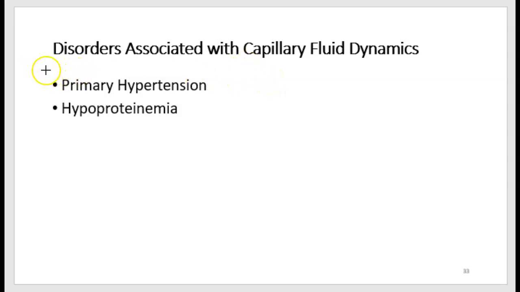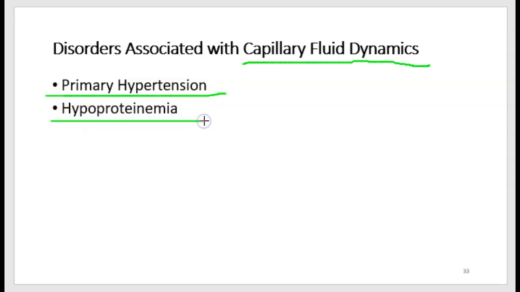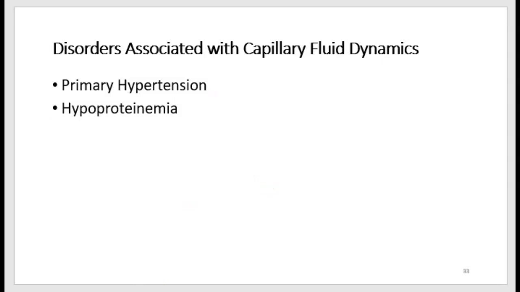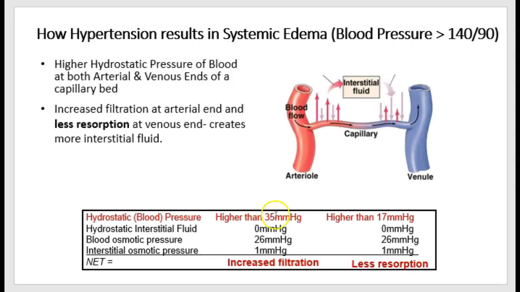And these aren't new disorders. It's just that we're going to be looking at what's happening at the capillary bed in hypertension and in hypoproteinemia, low protein in the blood. So we'll do hypertension first and look at why it causes a problem of fluid movement in the capillary beds.